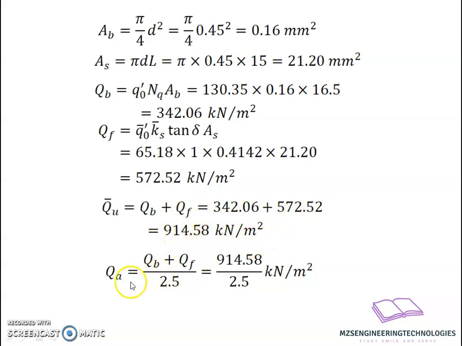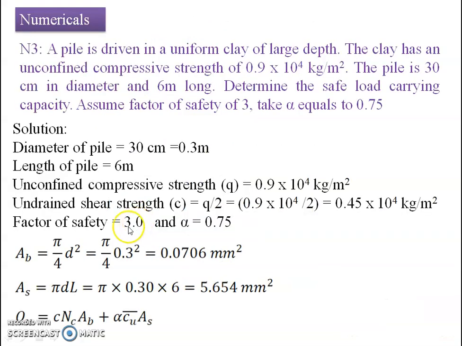Now, if I want to know the safe load carrying capacity of the pile, it equals the ultimate load carrying capacity divided by the factor of safety, which is 2.5 given to us. That's why 914.58 divided by 2.5, which works out to be 365.832 kilonewton. So likewise we have calculated both the unknowns and gone through the statement of the numerical.